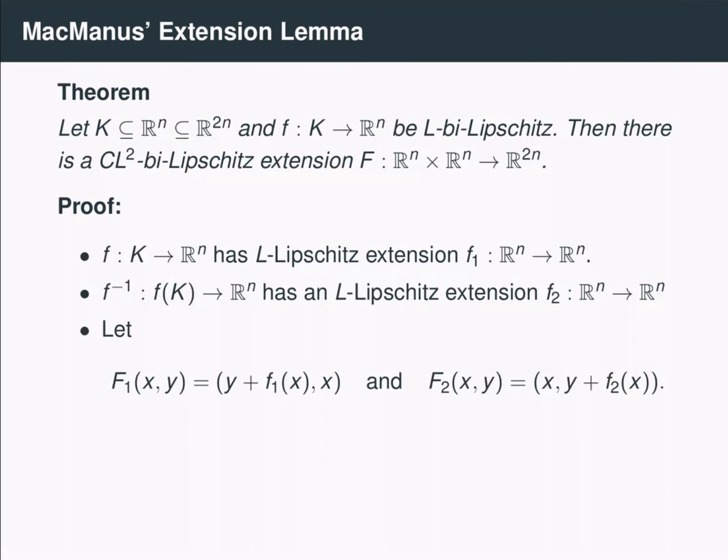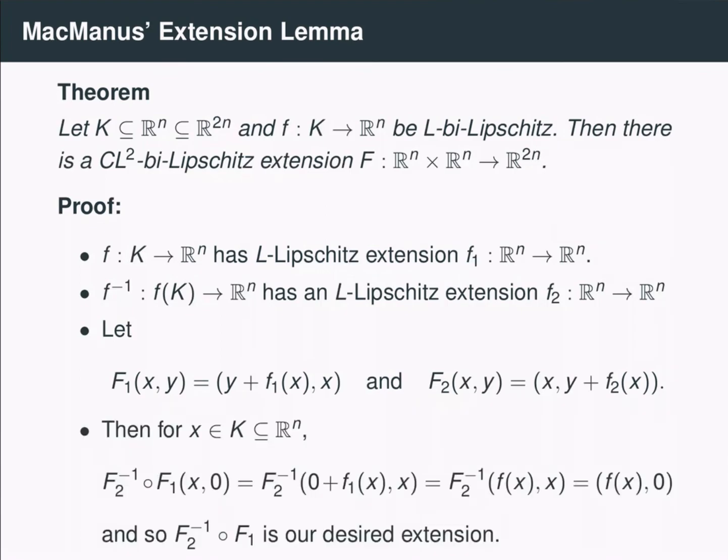Then we define two new functions. F1 of x, y is y plus f1 of x, comma x, and then we define the function F2 of x, y is equal to x, comma y plus f2 of x. Then it's not too hard to verify that if we look at the composition F2 inverse with F1, and we plug in x comma 0, then following this chain of equalities, you can see that you get f of x comma 0 outside.